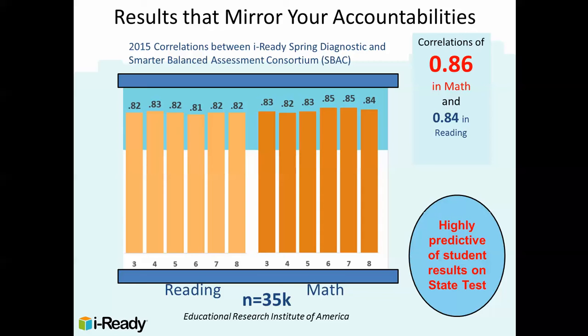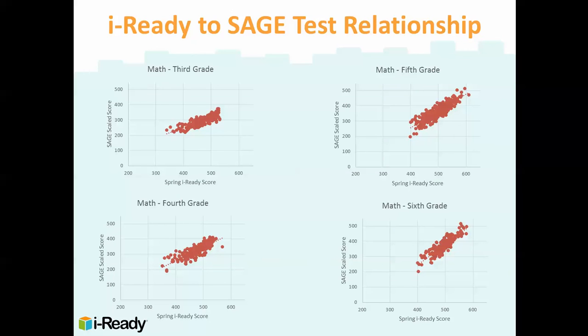We looked more closely at that here locally, right? So how does AIReady compare to SAGE? We didn't have the same sample, but when we looked at this, and here are some scatter plots that I threw in from 3rd through 6th grade, when we did this for our students here in Utah, our overall correlation to the SAGE assessment was 0.85 in mathematics. So again, super high correlation.